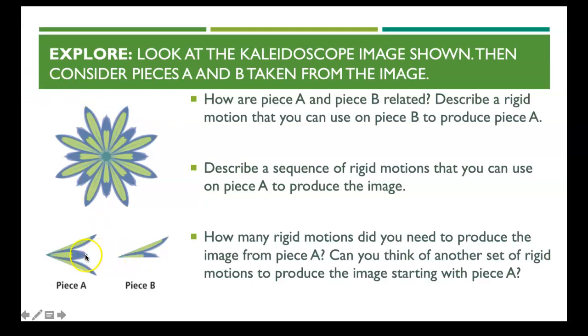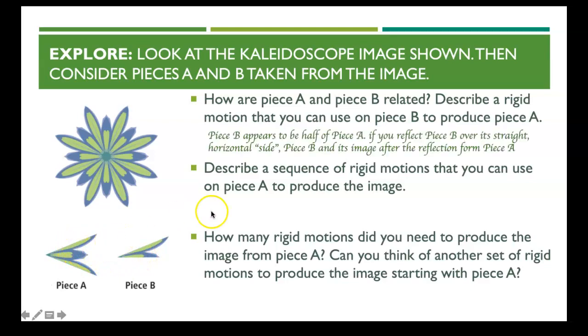So let's look closer at piece A and piece B. Piece A looks like it comes from just a sliver of this flowery kaleidoscope shape, and piece B looks like it's half of that. So piece B appears to be half of piece A, and if you reflect piece B over its horizontal side, that would make piece A. So we're going to have a reflection, there it goes, boom.